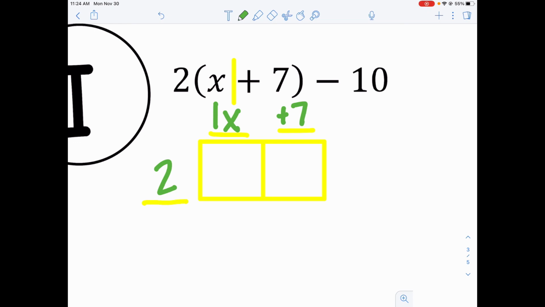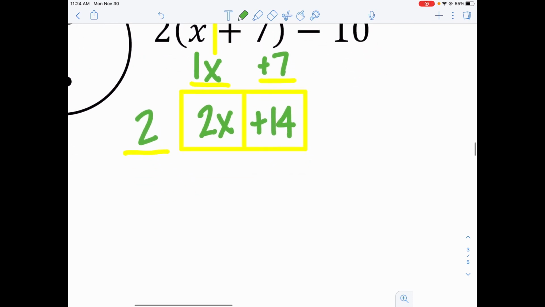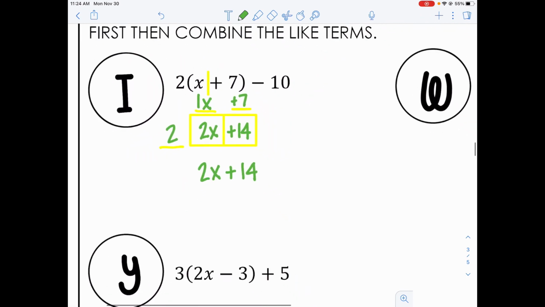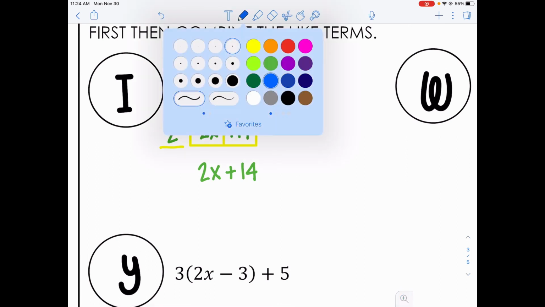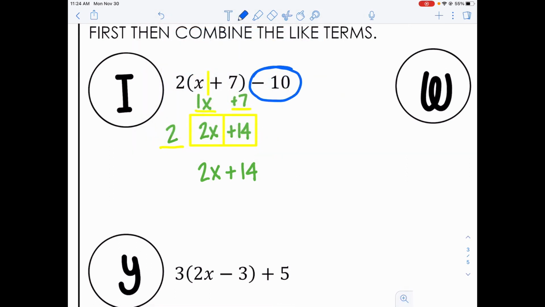So 2 times 1x, multiply the numbers, keep the variables. So 2 times x is 2x. And then 2 times a positive 7 is a positive 14. And then you rewrote that expression underneath: 2x plus 14. And now that you've distributed, see how you had this -10 just sort of hanging out at the back that you haven't used yet? You're just going to simply drop it right back down here and write -10 at the end.